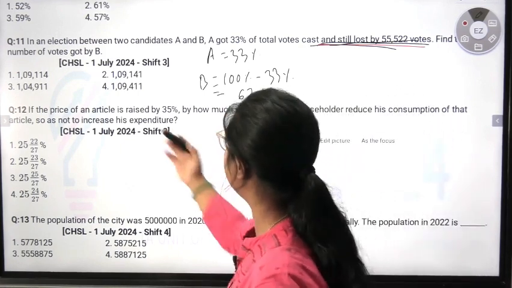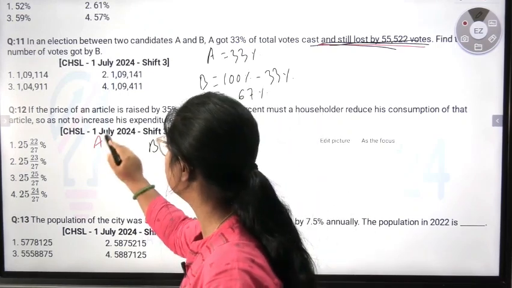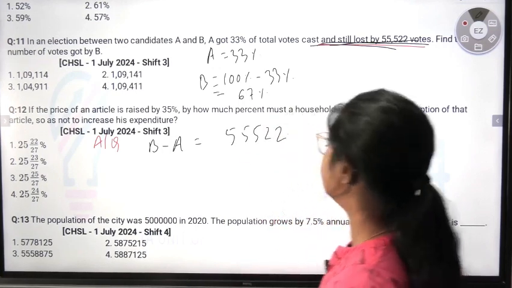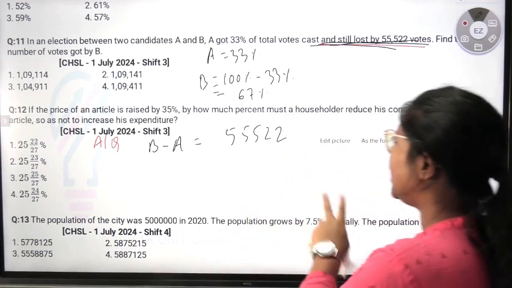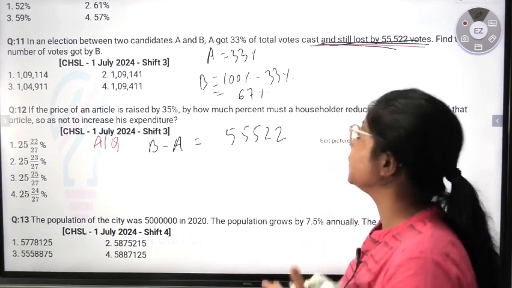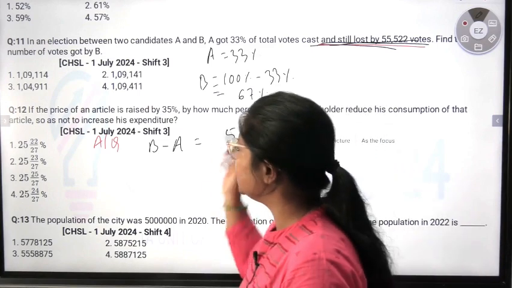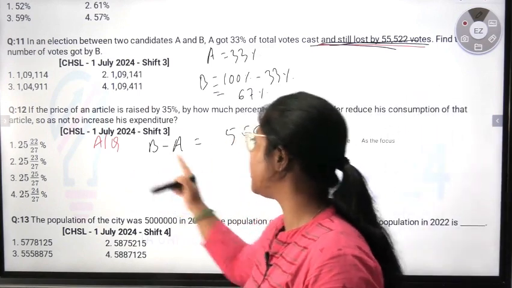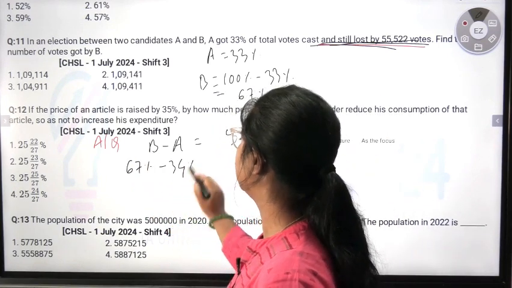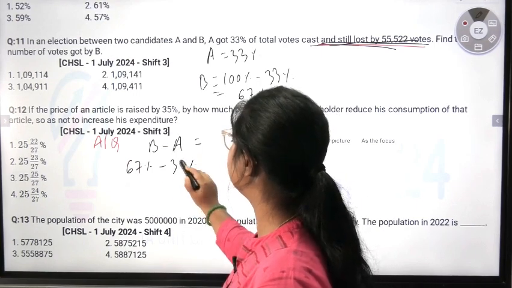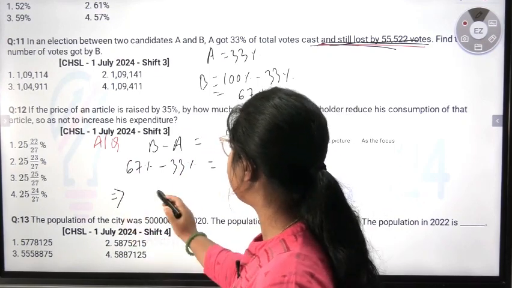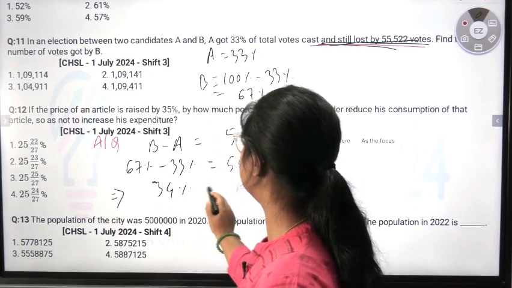So according to the question, B minus A must be equal to 55,522, because it is said that A lost the election by 55,522 votes, and another way of understanding this line is that B got this many votes more than A. Now B minus A is how much? 67% minus 33%, which is 34%. So 34% must be equal to 55,522.